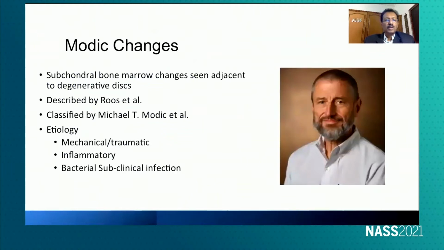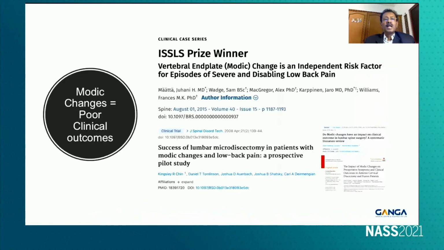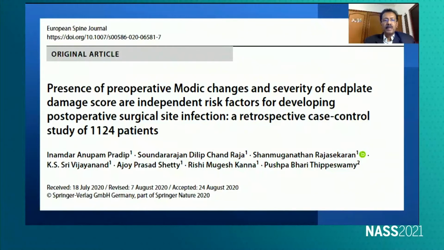Now, we all know that from the time these changes were described by Roos and classified by Modic, they have occupied center stage in the discussion and scientific literature. The Isaac Prize winner a few years ago showed that Modic change is an independent risk factor for severe and disabling low back pain. So patients with Modic change have more pain more often, and also a different kind of pain.